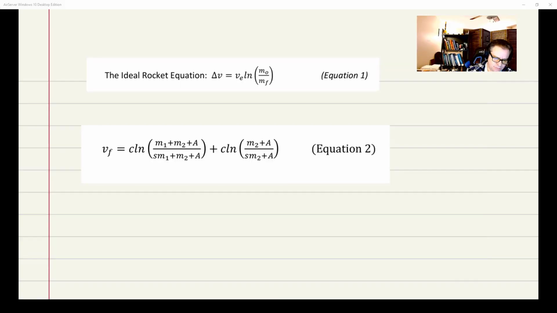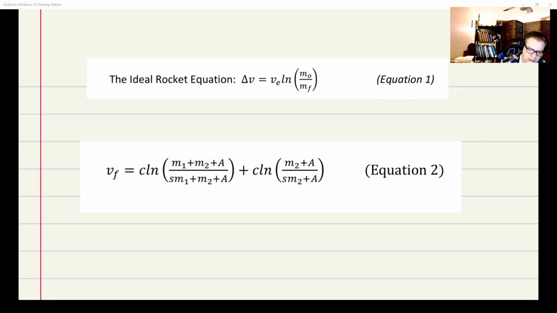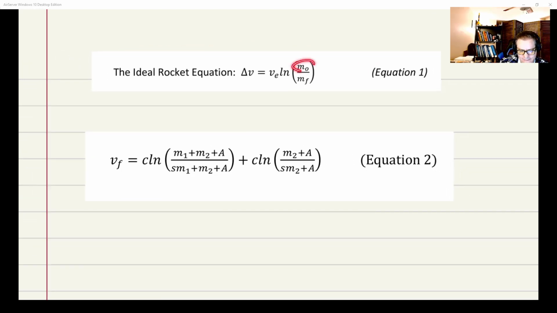Okay, so to really get underway then, once again, here's the ideal rocket equation. In the ideal rocket equation, we have the initial mass m0 there. That's the total mass of the rocket initially at the launch pad or before any fuel is burned. This is the final mass, this is the exit velocity, and this is the total change in velocity. Of course, that's the natural log function.